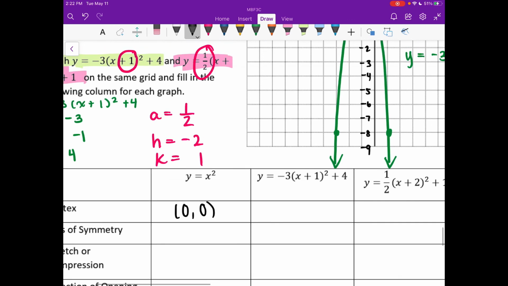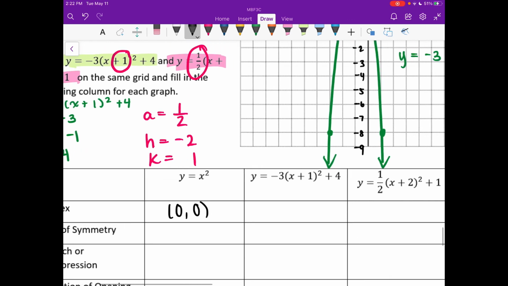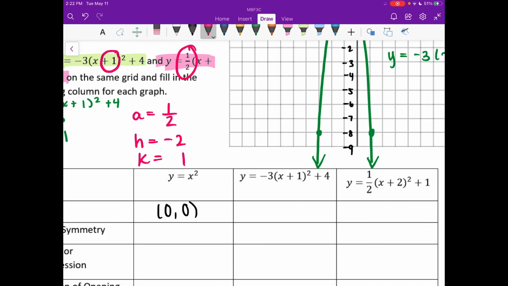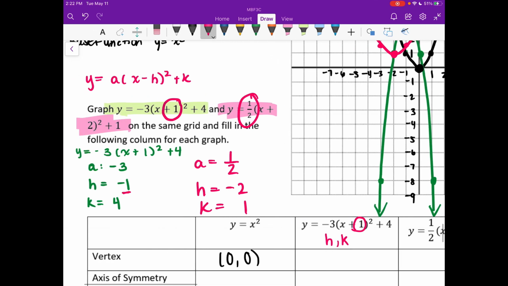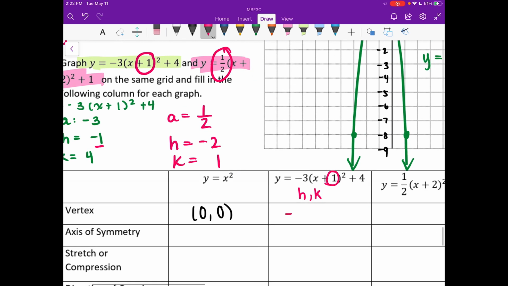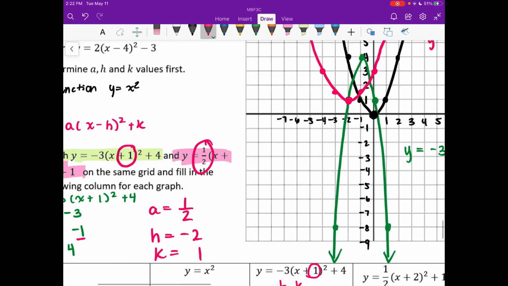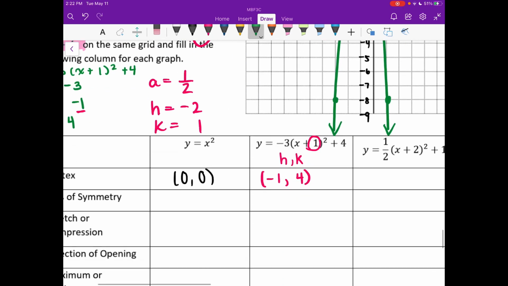Let's look at the vertex for -3 times (x plus 1) squared plus 4. We know the vertex is always h and k, right? So let's go find out. It should be, in theory, -1, because that's what our h was, and 4. So I'm going to write it in, but I also want you to see how you can see it on your graph. If you go here, -1 and 4, that's our vertex right there, and you can see it. And I'm just going to change this to the color that that graph is.